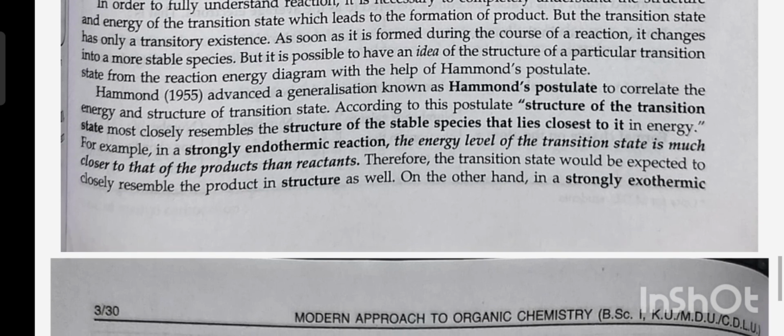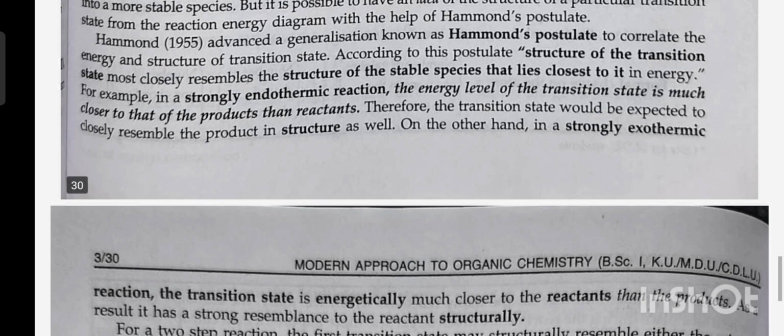Hammond in 1955 advanced a generalization known as Hammond's postulate to correlate the energy and the structure of a transition state. According to this postulate, the structure of a transition state most closely resembles the structure of a stable species that lies closest to it in energy.